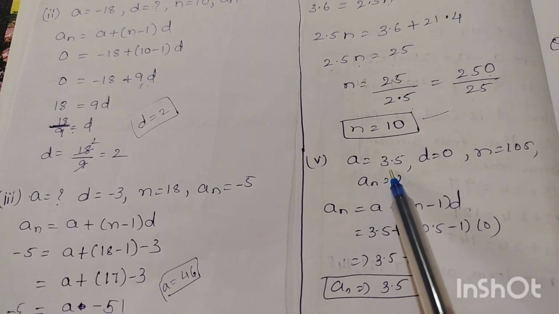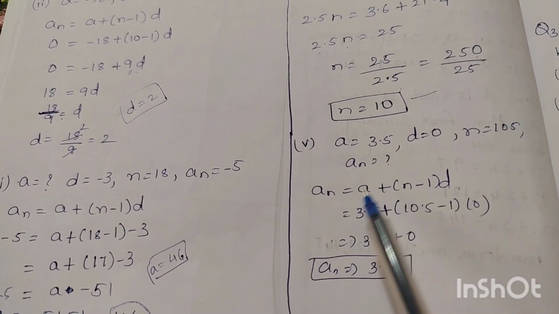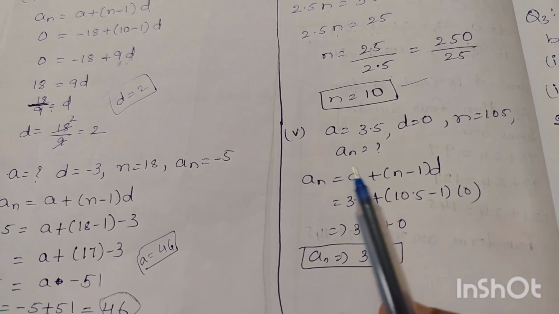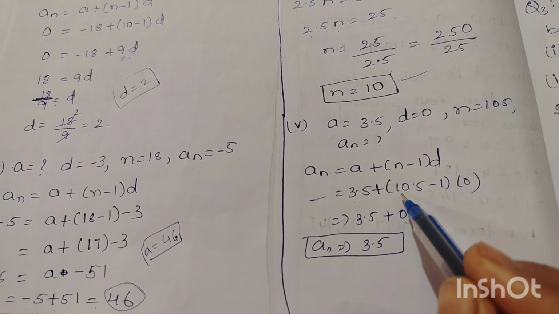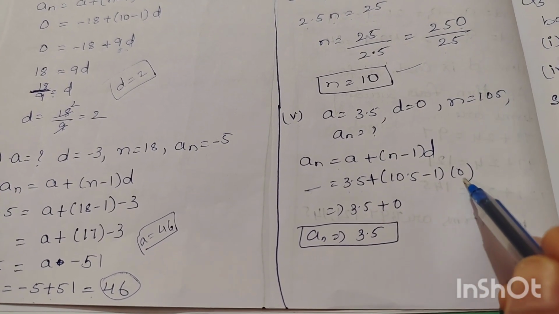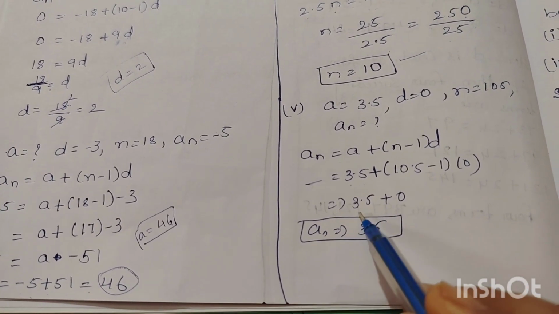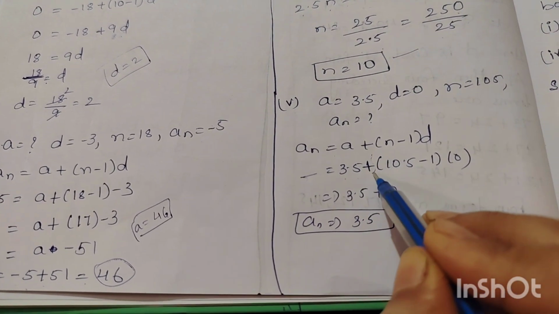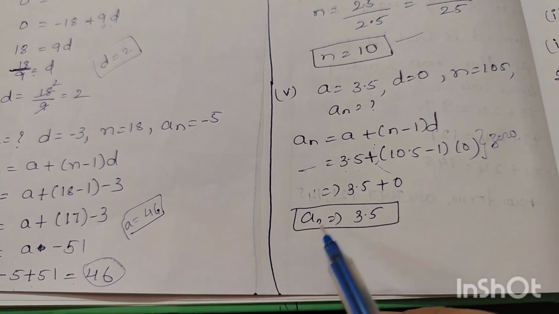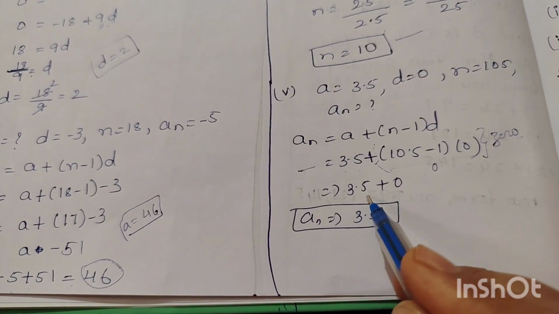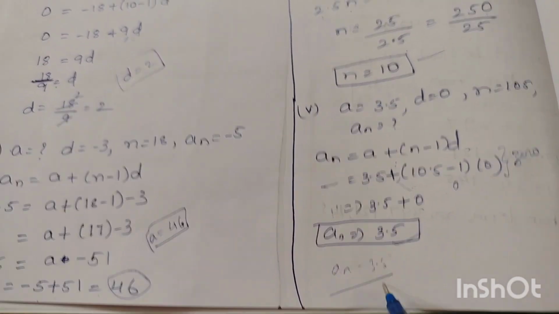Fifth problem, a is equal to 3.5, d is equal to 0, n is equal to 105, an is equal to question mark. Here we have to find the value of an. an is equal to 3.5 plus 105 minus 1 into 0. 0 multiplied by anything is 0 only, so 3.5 plus 0. 0 plus 3.5 is 3.5. Finally, we get an is equal to 3.5.